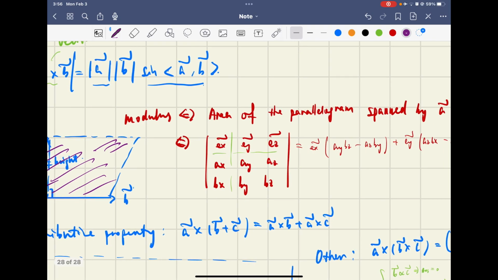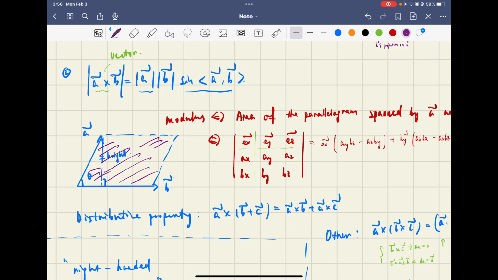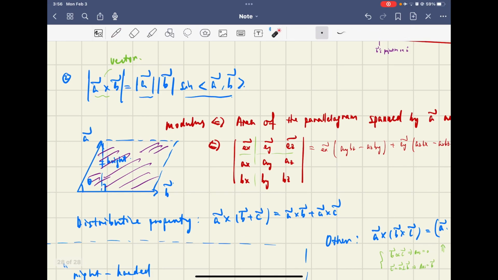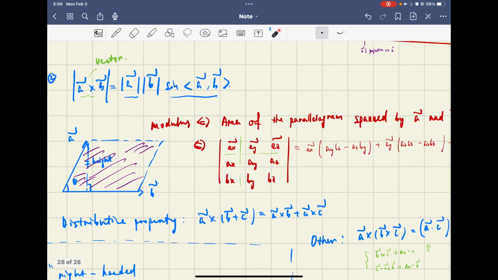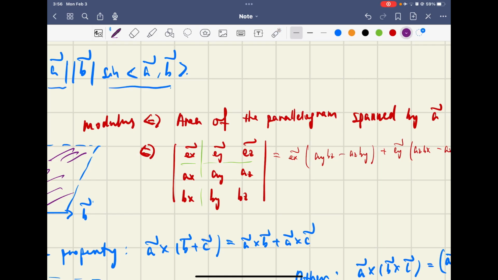So this is how we can determine it if we draw a diagram. What if we can't? If it's complicated, we also have an algebraic way to determine the modulus of the vector, which is by using a determinant. The first row of the determinant is ex, ey, and ez, which are unit vectors in the 3D Cartesian coordinate system.